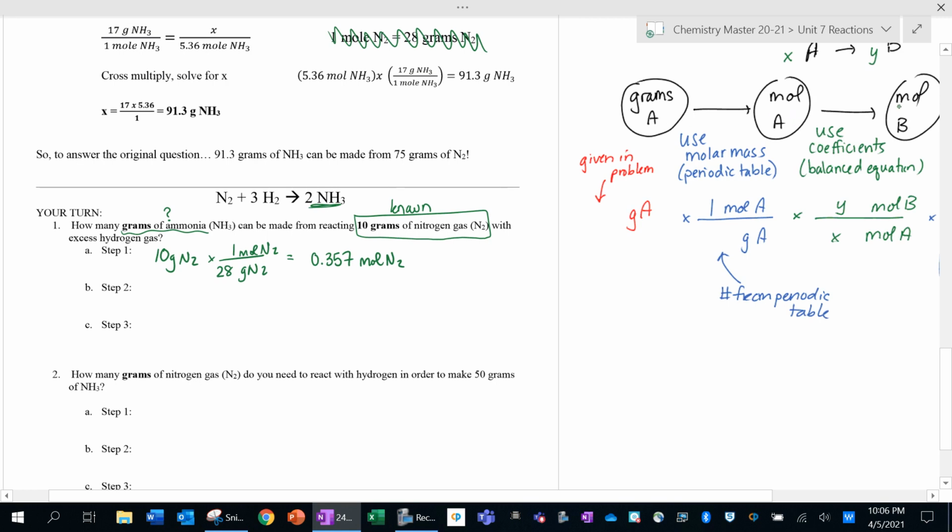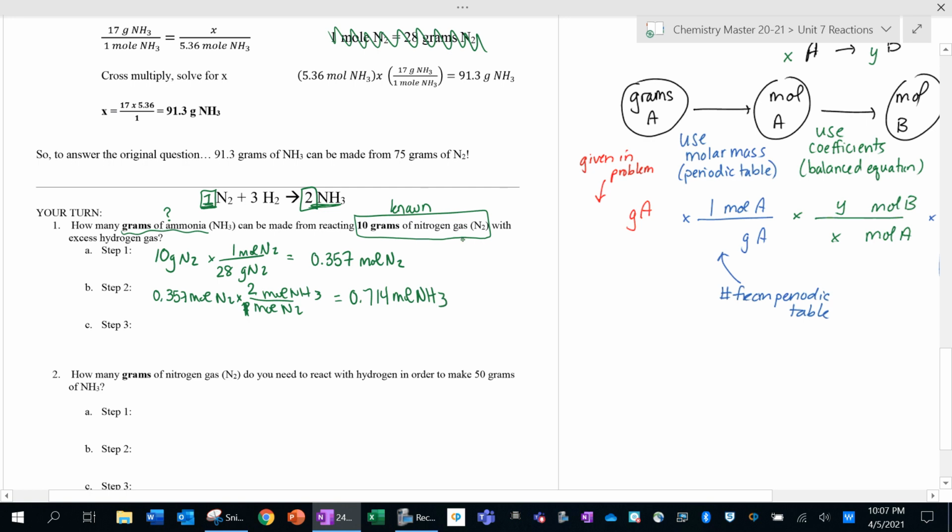Check. Next step is we go from moles to moles. If we have 0.357 moles N2, we want to convert that into moles NH3. So I'm going to convert moles of N2 into moles of NH3. It's 1 mole of N2. I find it by looking at the coefficients here. There's nothing written, so I assume that's a 1. And it looks like it's a 1:2 ratio. So for every 1 N2 that reacts, I make 2 moles of NH3. So I'm going to take my previous answer and multiply it by 2. I end up with 0.714 moles of NH3.